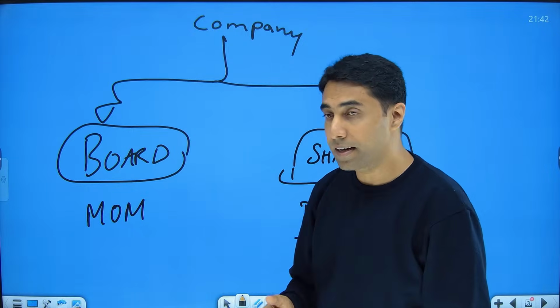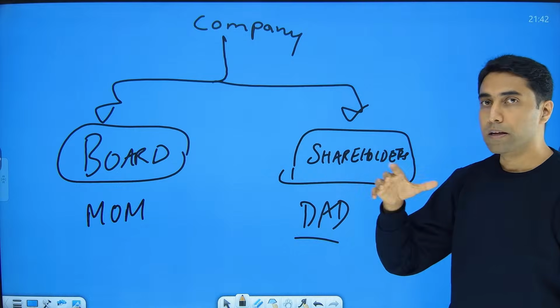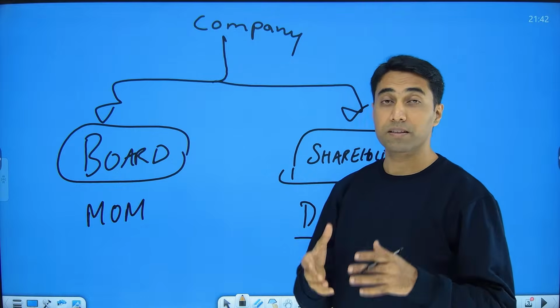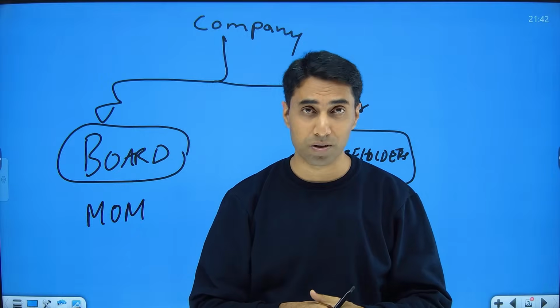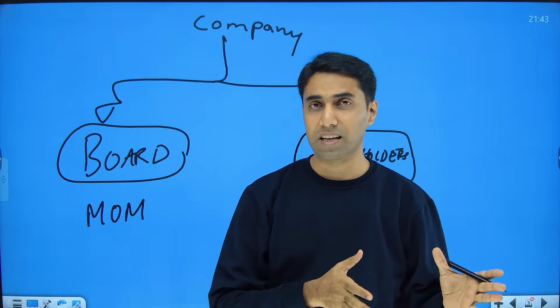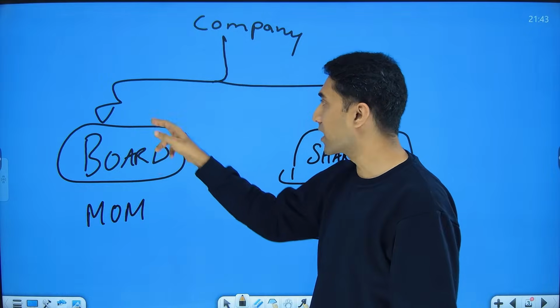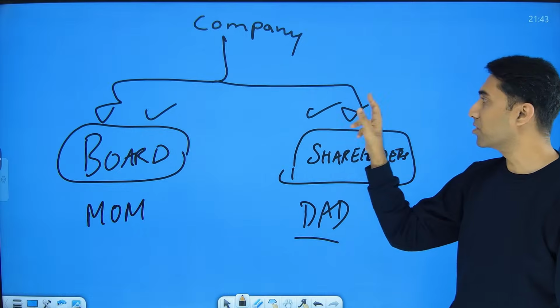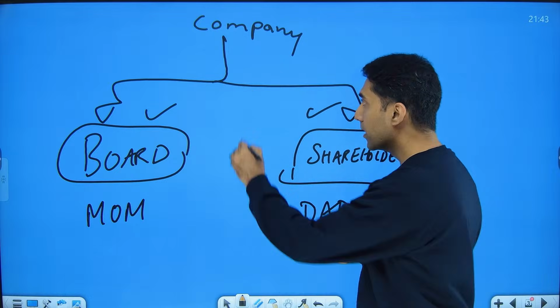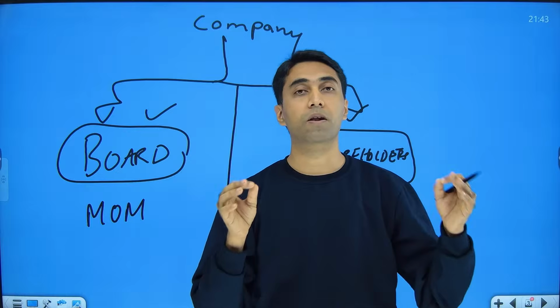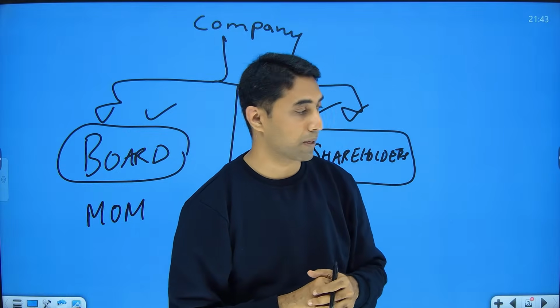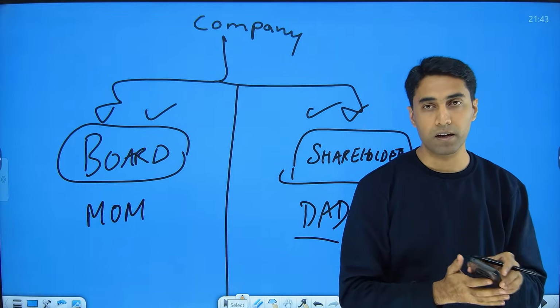So similarly, in a company, the company law itself, this class is especially for somebody who's completely new to the subject. The company law itself tells that some decisions can be taken by the board, some decision can be taken by the shareholders. It is bifurcated in the company law itself. This is the first basic thing which you should understand.